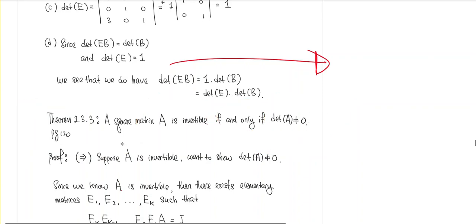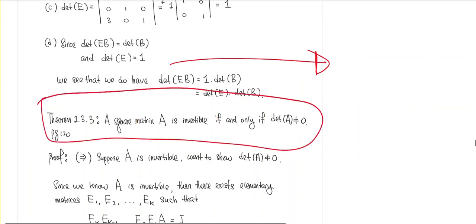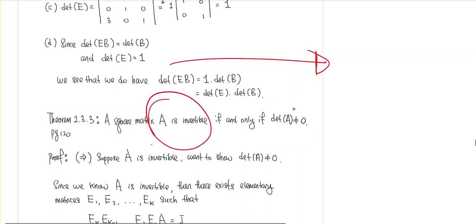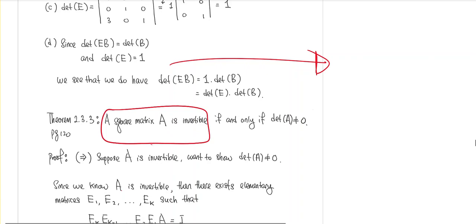So this is a very nice theorem that characterizes the property of A being invertible. This goes both ways. A square matrix is invertible if and only if the determinant is not equal to 0. So there's no ambiguity. How do you determine whether a matrix is invertible or not? You look at the determinant and see whether or not it's 0 or non-zero. That is what characterizes the matrix being invertible.